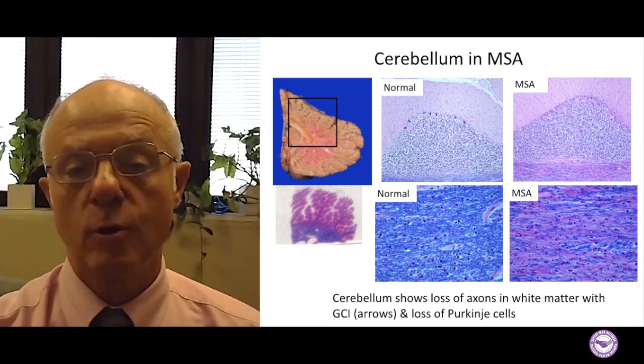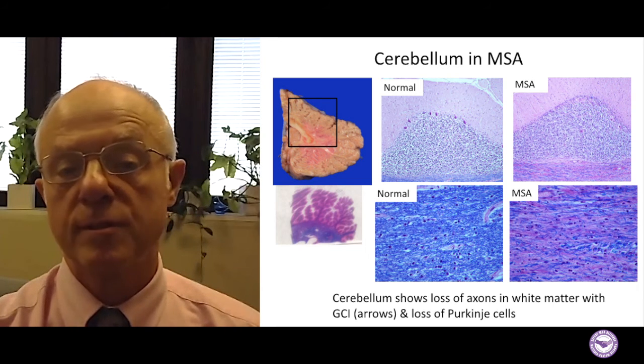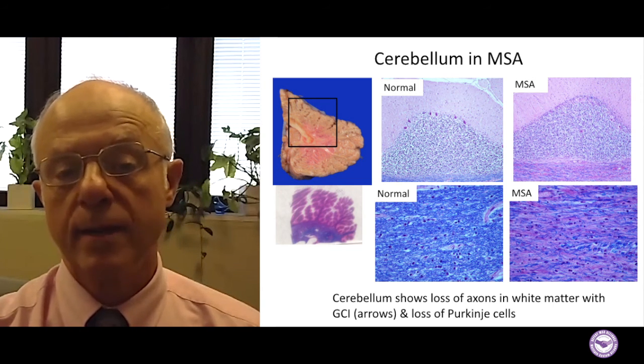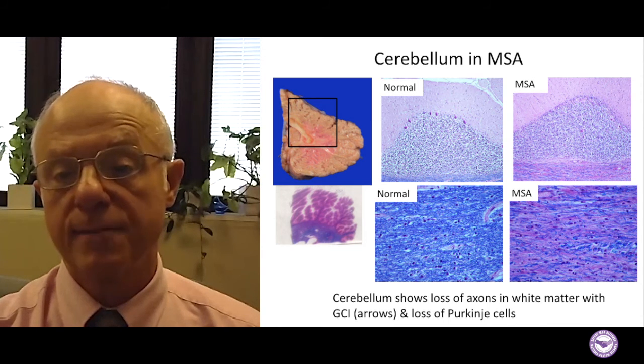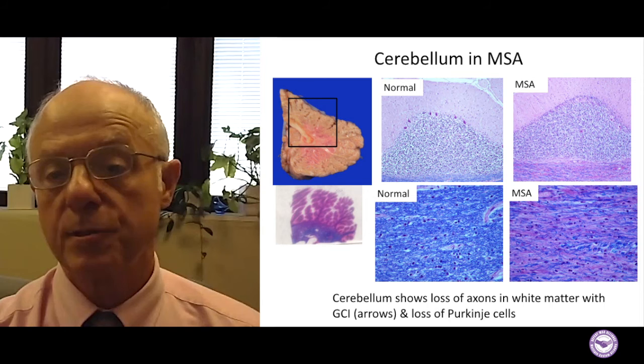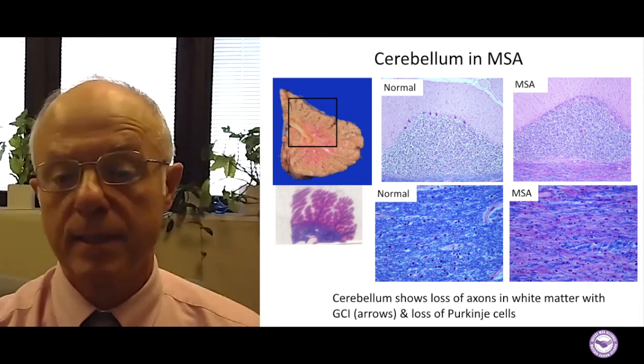This is a sample of normal cerebellar cortex where you can see different densities of neurons, but most of the purple dots are neurons. These large cells are Purkinje cells. Those are one of the major neurons of the cerebellum. If you look at the patient with MSA, these cells are missing. So there is loss of neurons in that population.